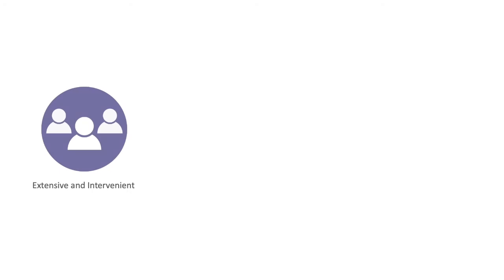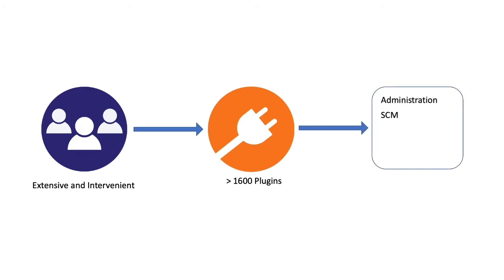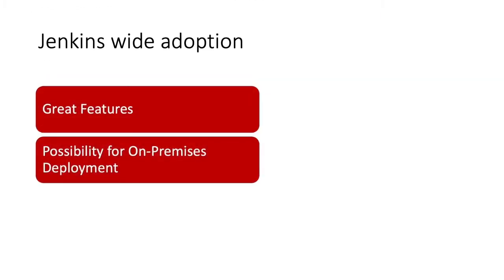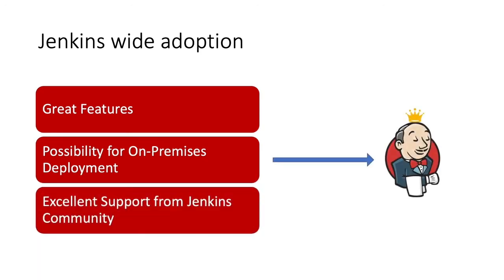Being an open source project, Jenkins' community is very extensive and vibrant, continuously contributing to this project. Thus, Jenkins offers more than 1,600 plugins across 5 different areas: administration, source code management, build management, platforms, and UI. Jenkins' great features, the possibility of deploying it on premises, and the excellent support offered by its community led to a wide embracement of this software, which is currently one of the most popular CI/CD servers.